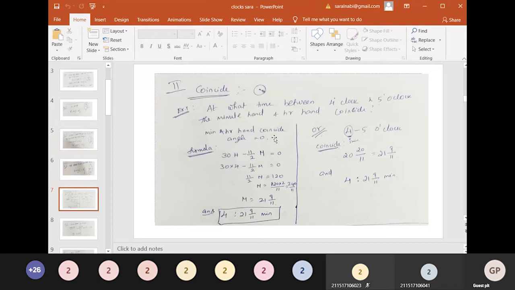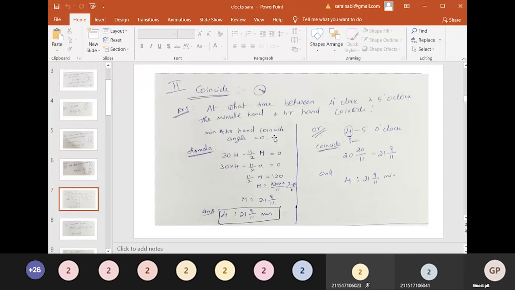Listen carefully. When the hour hand and minute hand coincide, one is on top of the other, the angle is equal to 0. Coincide is one on top of the other. Hour and minute hand one on the other, so that will coincide. At that time, the angle is equal to 0. So the general formula is 30 into h minus 11 by 2 m is equal to 0. That h is nothing but the time which they have given as the lowest one. Minus 11 by 2 into m, we have to find out.